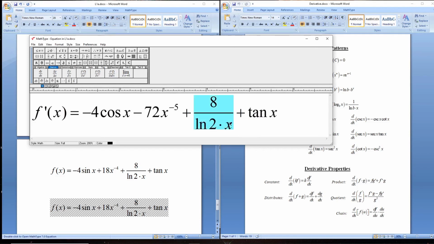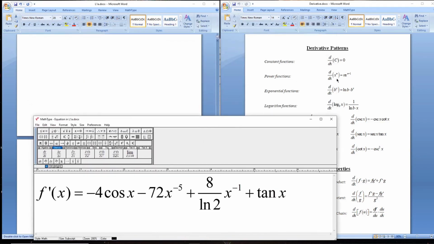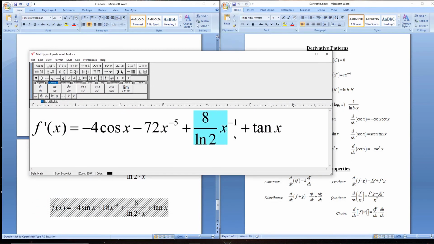What about this next one? What should we do with this? Well, if x is in the denominator, we should write that again as a power function so that we know we're using the power pattern for the derivative. And what is the derivative of x to the minus 1? Well, the minus 1 will drop down, so we'll multiply all that by a minus, and we subtract 1 from the exponent. So minus 1 is minus 2.